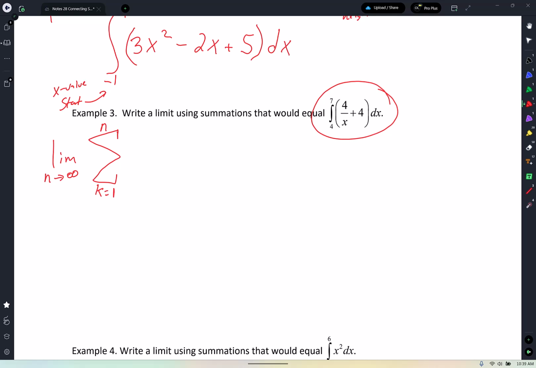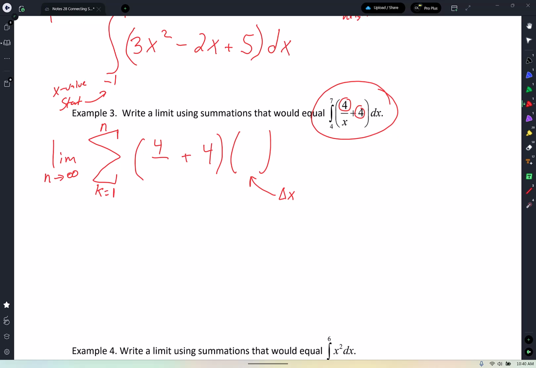All right, here's my function. So I see the 4 and I see this 4. So I'm going to put parentheses. And I know that I need a 4 over something plus 4, close it. And I know that I need a delta x. So I'm going to put delta x right here.